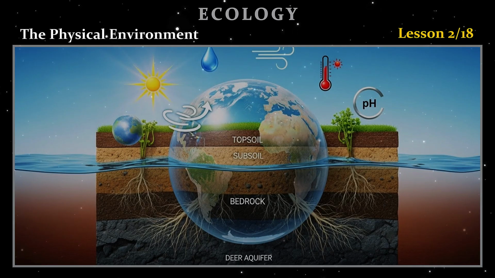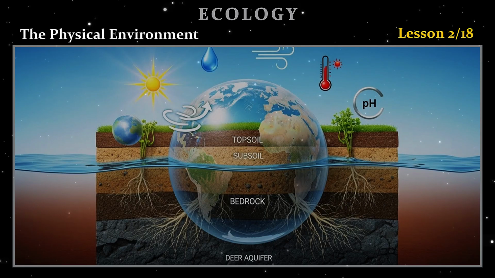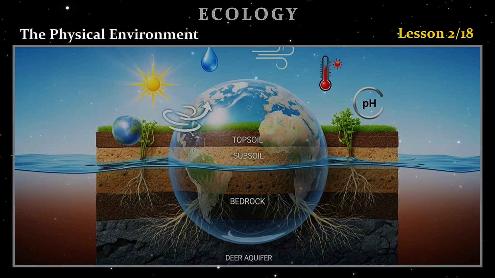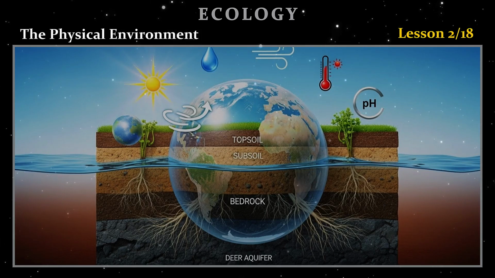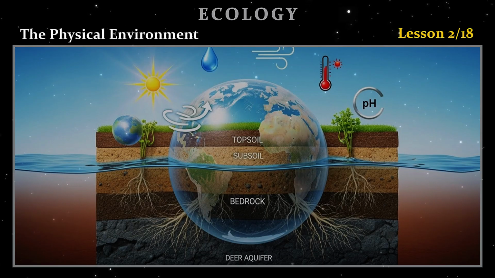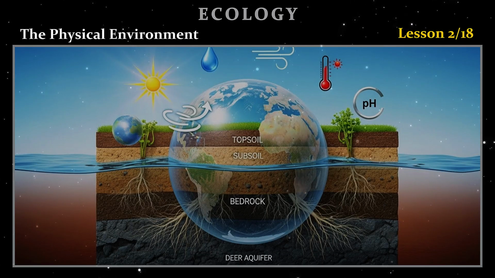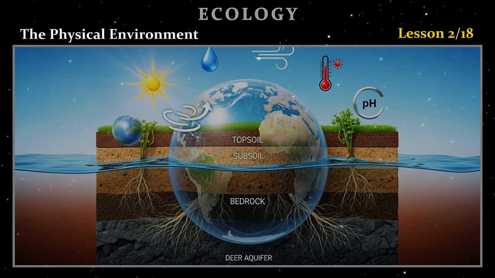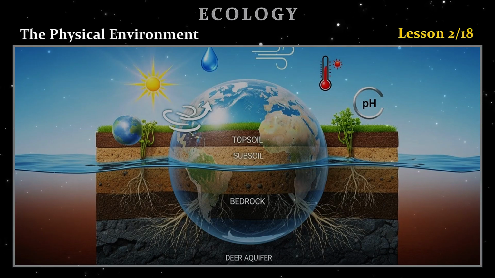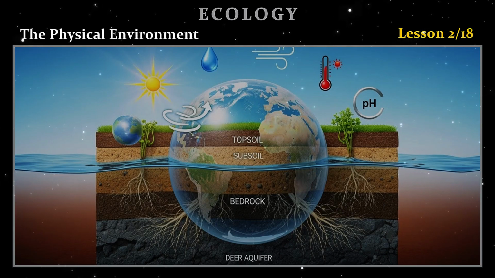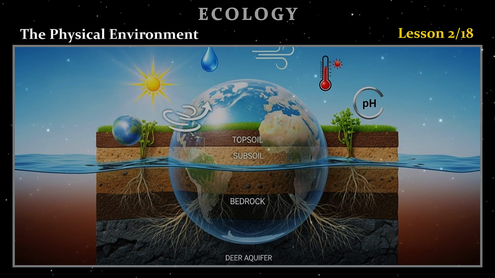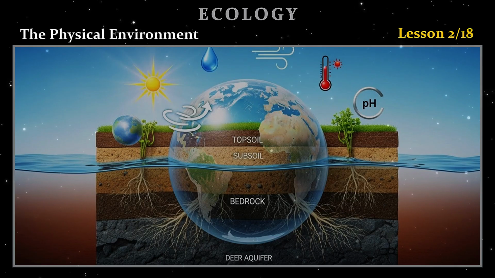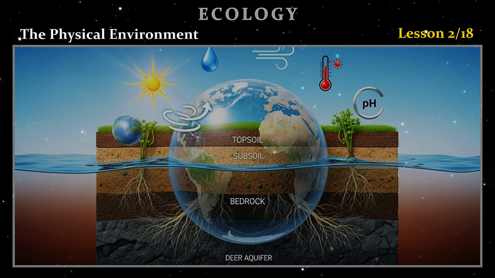Let us go deeper into how these physical factors limit life. In ecology, we use the law of tolerance. This law states that for every physical factor, be it temperature, humidity, salinity, or pH, an organism has a specific range within which it can survive. Picture a bell curve. In the center is the optimum range. Here, the organism thrives, grows, and reproduces. As you move away from the center, you enter the zone of physiological stress.